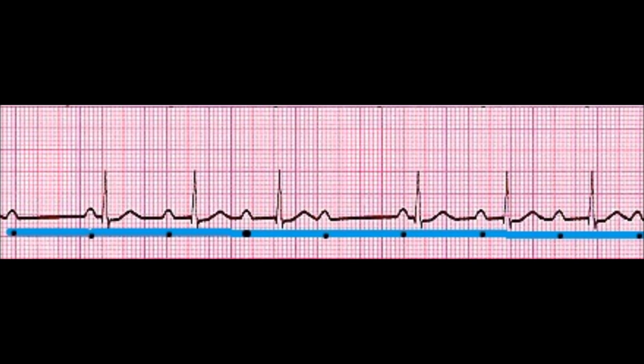Another thing you want to notice is that the P to P interval here actually stays pretty constant and pretty regular. So that's another dead giveaway for it being a second degree type 1.